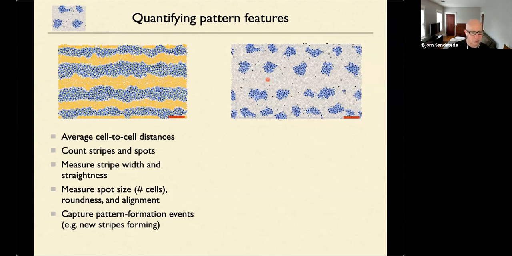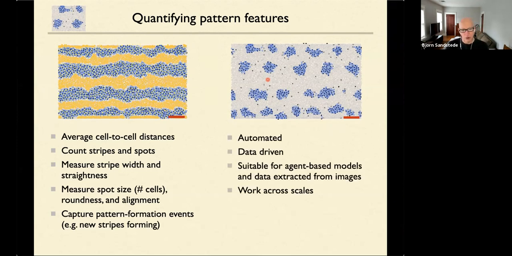And then we would like to capture time-dependent events, like when do new stripes form, when do these spots form, and when does their number change. Ideally, this should be automated and data-driven, suitable both for agent-based models, like the one I just described, as well as for data extracted from images, and it should work across scales.